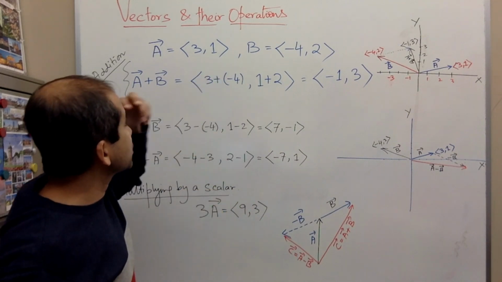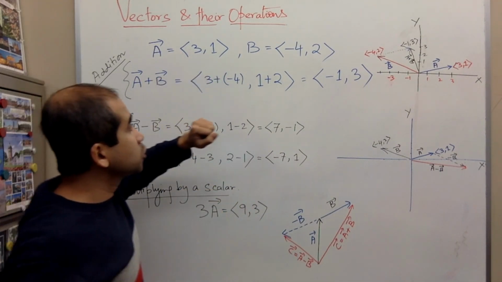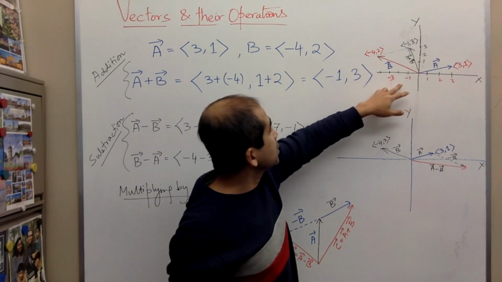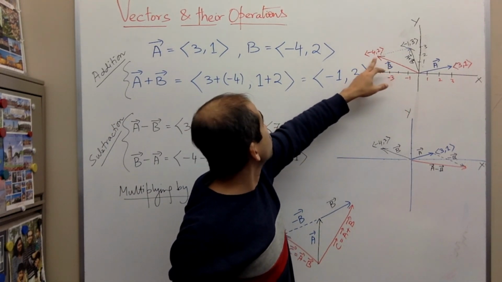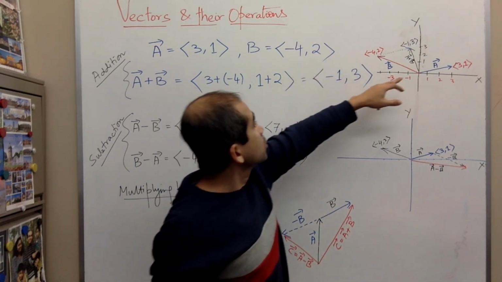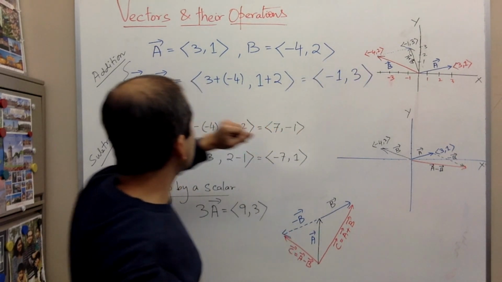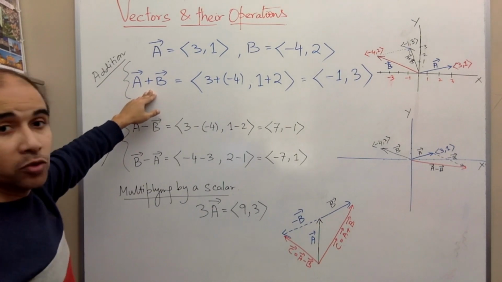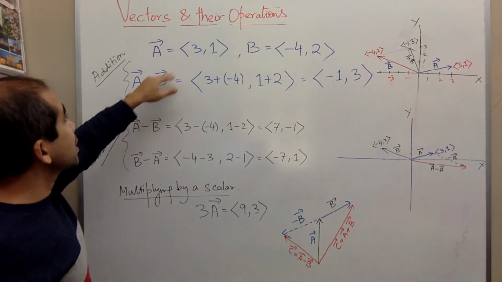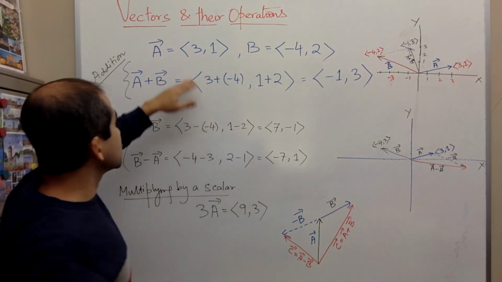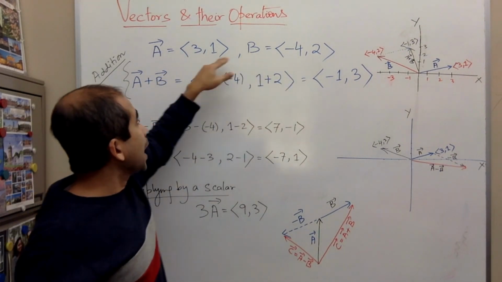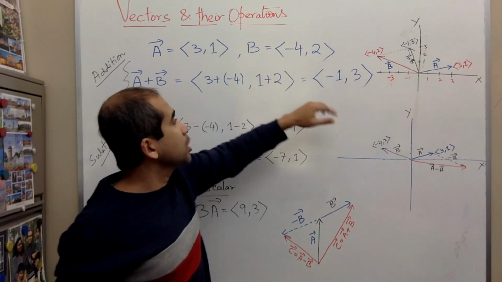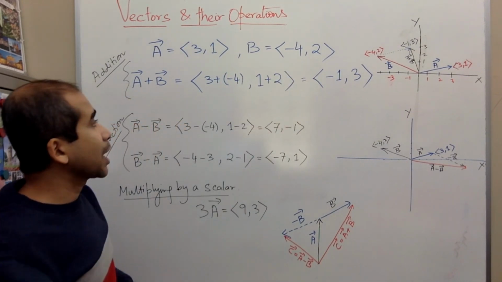Okay, so now there's a vector B, which is (-4, 2). So minus 4 means on this side: minus 1, 2, minus 3, minus 4, and then 2, so the y value is 2. So this is B, (-4, 2). Now when we add the two vectors, we just add the x components and the y components. You see, 3 plus minus 4 is minus 1, and 1 plus 2 is 3. So this is the resultant vector (-1, 3).